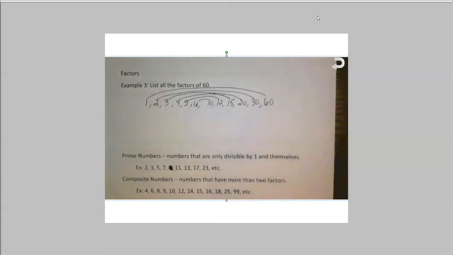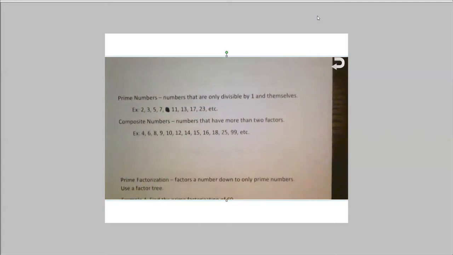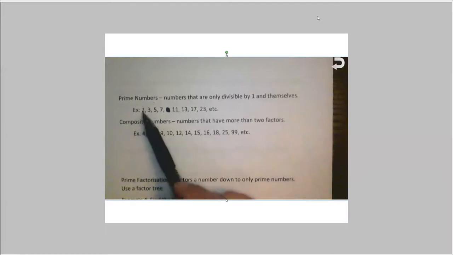Okay. All right, a couple other definitions are prime numbers and composite numbers. Prime numbers are numbers that are only divisible by 1 and themselves. So some examples of that are 2, 3, 5, 7, 11, 13, 17, 23, and so on. These numbers are only divisible by 1 and themselves. Notice 1 is not a prime number because 1 only has 1 factor, which is itself. But all of these prime numbers have 2 factors. 2 times 1 is 2. 3 times 1 is 3. So prime numbers have 2 factors, 1 and themselves.